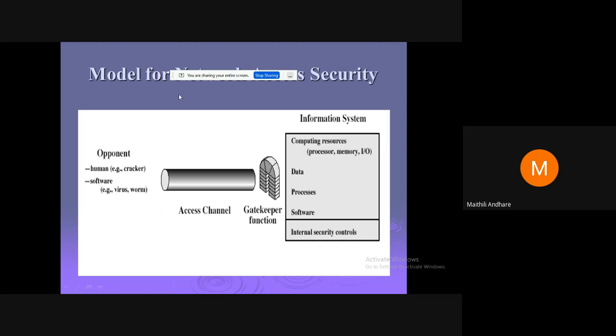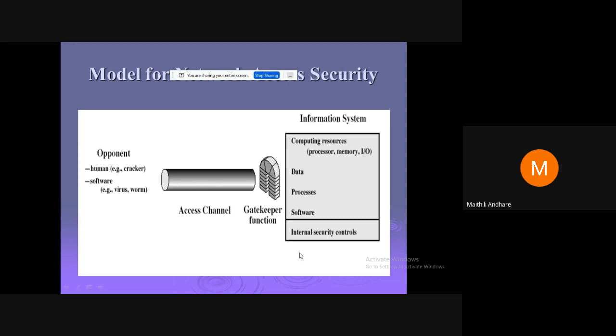Now see, here there is one model for network security. What you can observe here is there is an information system, which consists of the computer resources, that is the processor, memory, IO. The most important thing is the data, process, software or internal security controls. If anyone wants to access these resources, anyone wants to get access to all this information or data, they should travel through this access channel.